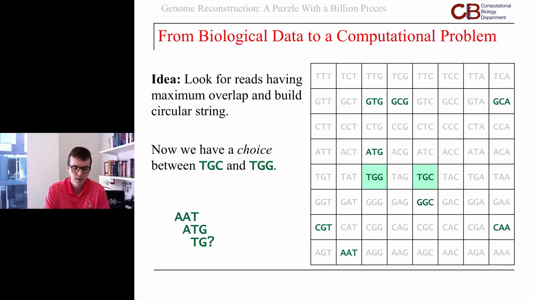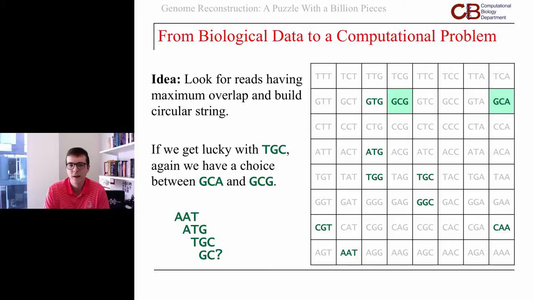So maybe we could say, well, we got lucky and we picked TGC, and maybe that's the right one. So just assume that was an isolated occurrence. But again, then we see a choice. So we pick TGC, and now we get GC something. And then we have two options, GCG or GCA. So that makes things a lot trickier.